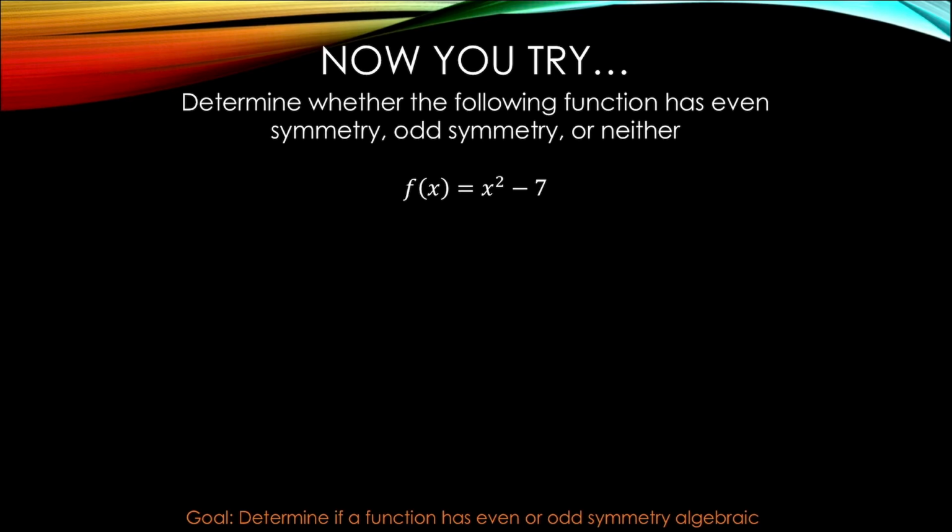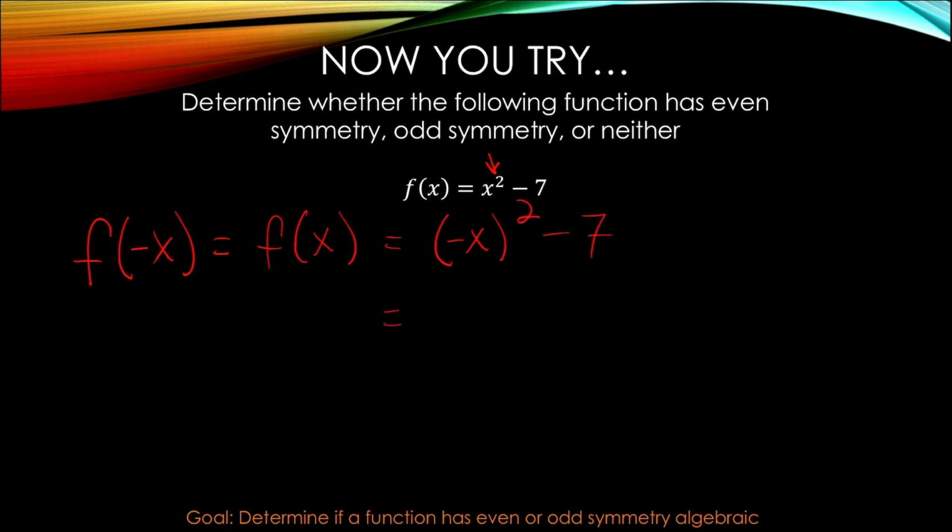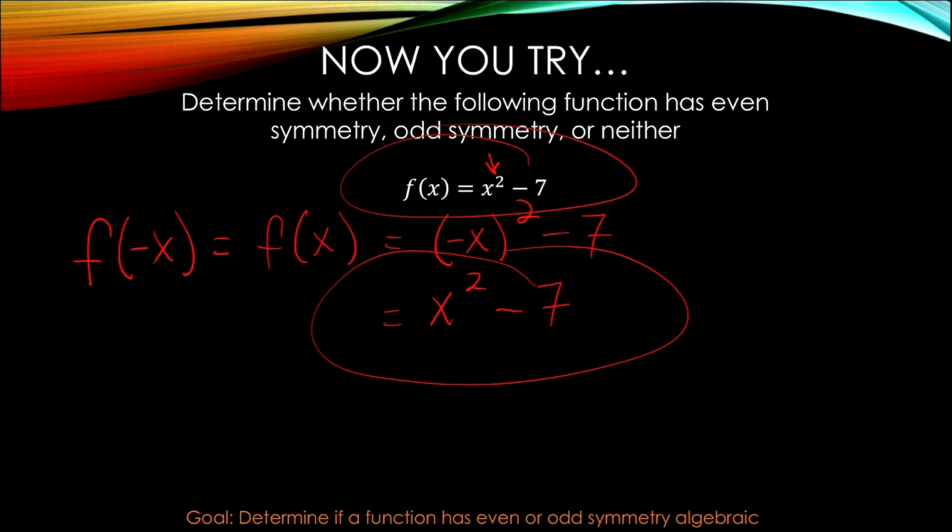Welcome back. Here we go. Okay, so I see I have an even exponent, so I have potential for even symmetry. So I'm looking at f of negative x here. f of x equals negative x squared minus 7. I get negative x squared is going to be a positive x squared minus 7. Ding, ding, ding. We have the same answer. We just proved even function symmetry.